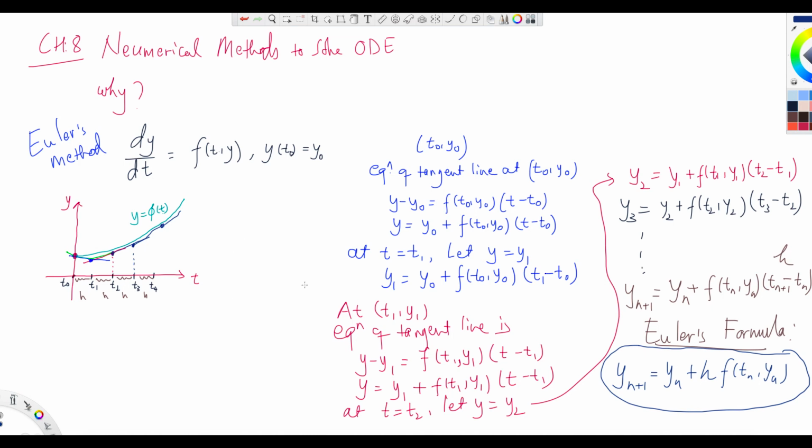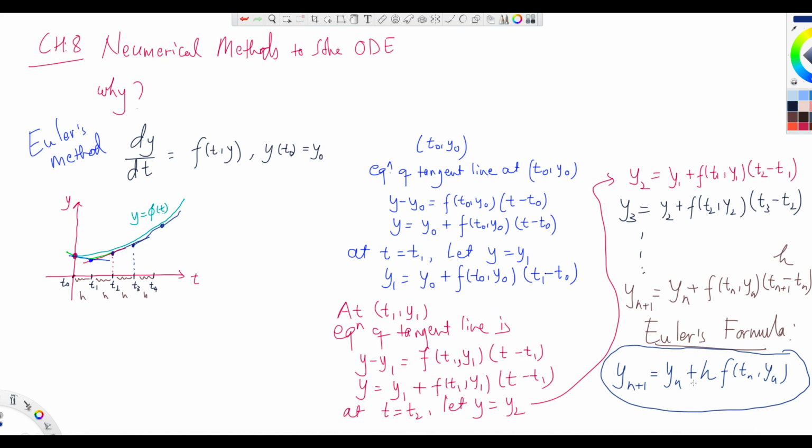So we'll do some examples, but don't forget this is Euler's formula, and we call this formula explicit. Why is it explicit? Because on the left hand side there is y_{n+1}, and on the right hand side, none of the terms depend on y_{n+1}. Explicit means y_{n+1} is written in terms of yn and tn. So this is called the explicit Euler's formula.